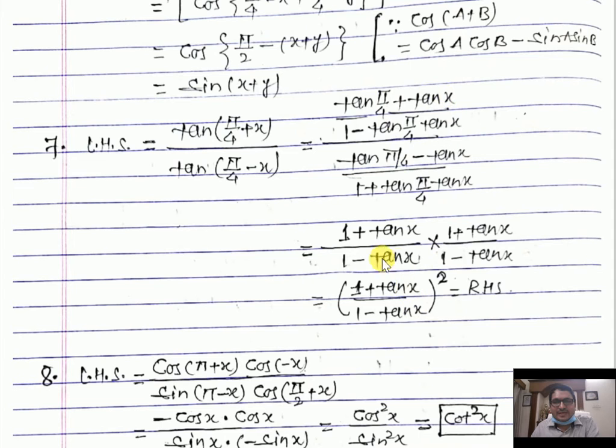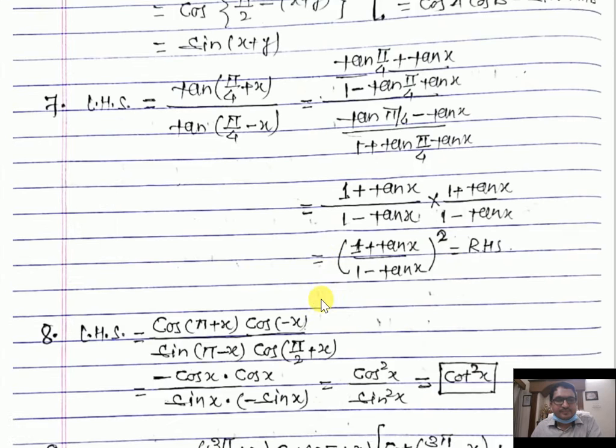1. So (1 + tan x) upon (1 − tan x), and the denominator will be (1 − tan x) upon (1 + tan x). Instead of the division sign, put multiplication, reciprocal of the denominator, (1 + tan x) upon (1 − tan x). So 1 + tan x in the numerator, 1 + tan x twice, so it will be whole square, denominator 1 − tan x will be whole square, so you can write (1 + tan x) upon (1 − tan x) whole square. That is right hand side, proved.